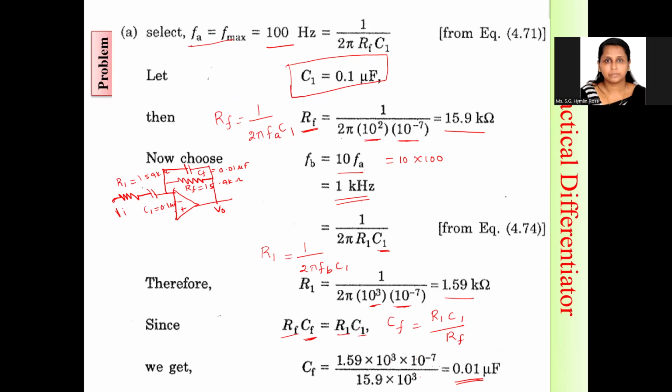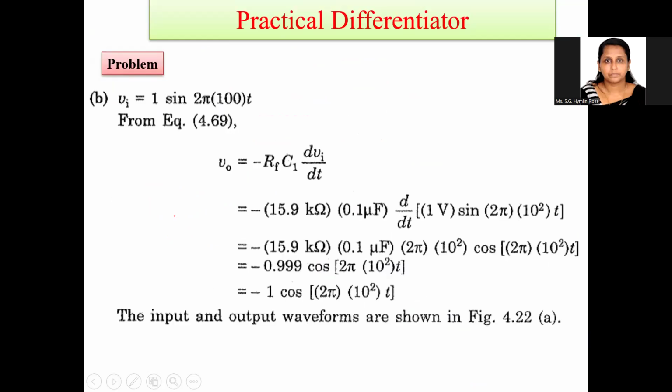If it is a practical circuit, you will have RCOM, which is equal to R1 parallel RF. But if you don't have that, the non-inverting input should be directly grounded. These are the circuit values.